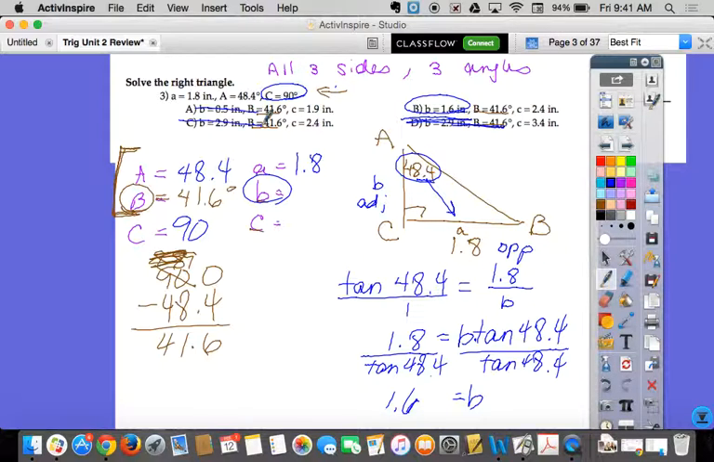Now, if you did want to find C, since you found this to be 1.6, you could do Pythagorean theorem. You could come through and do 1.6 squared plus 1.8 squared equals C squared. So just in case you needed that come test time, just type those in. But remember to do square root of your answer, and C ends up being 2.4, which is exactly what we found in our little problem right over here. Okay, so it might be necessary come test time.